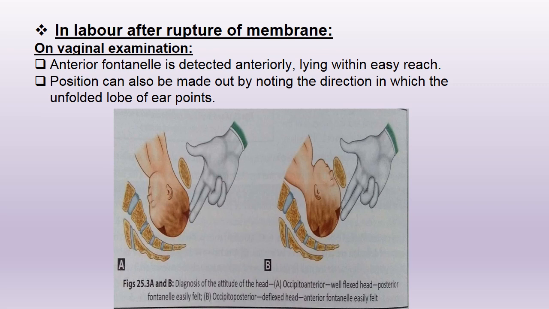In labor, after rupture of membranes, on vaginal examination, the anterior fontanelle is detected anteriorly, lying within easy reach. Position can also be made out by noting the direction in which the unfolded lobe of the ear points, as shown in the slide.